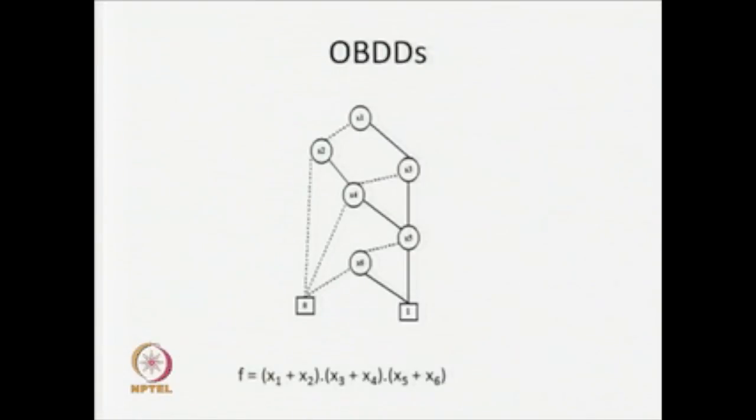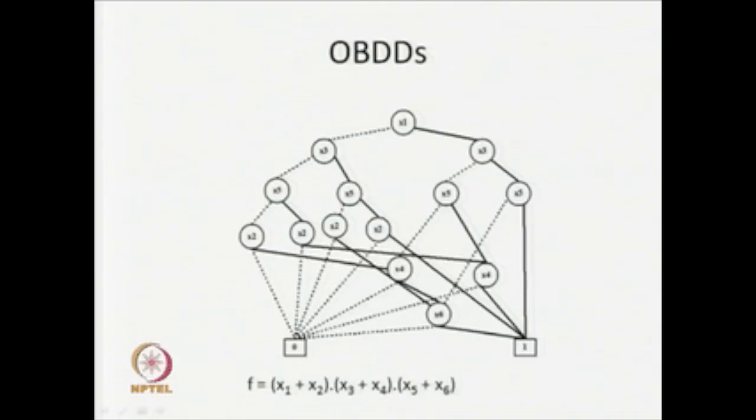Just see, this is the BDD I have drawn. This is basically the same function x1, x2, x3, x4, x5, x6, and the variable ordering that we are having is x1, x2, x3, x4, x5, x6. So, in this particular case, I am getting this particular BDD, I am having 6 non-terminal nodes and 2 terminal nodes. Now, if I change the variable ordering, then we are going to get this particular representation, this BDD.